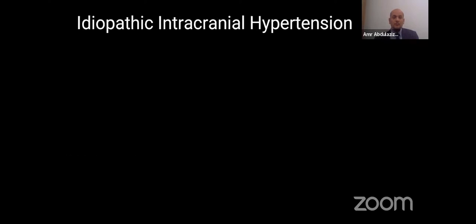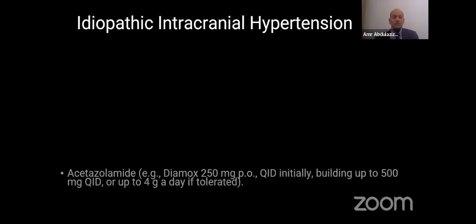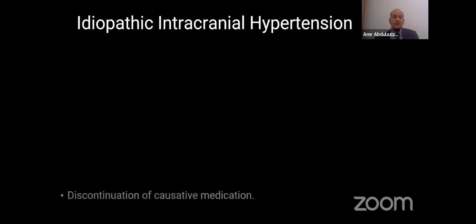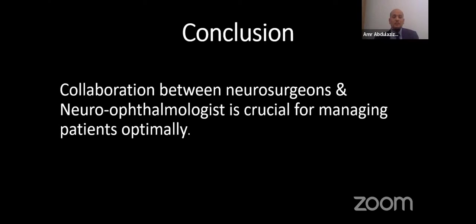So usually the treatment of idiopathic intracranial hypertension is weight loss with sodium reduction and acetazolamide, and discontinuation of any causative medication if the patient is on one, whether steroids, nicotinic acid, or other medications that may exacerbate or cause idiopathic intracranial hypertension. So that is the general guideline of the treatment. Coming to the conclusion, collaboration between neurosurgeons and neuro-ophthalmologists is crucial for managing patients optimally. Thank you.